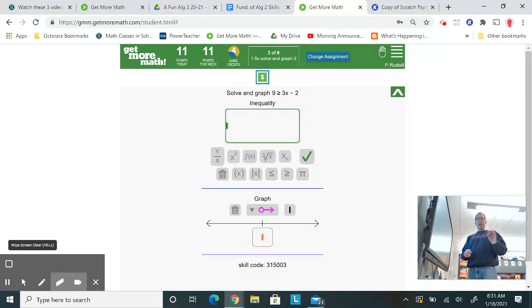Okay, so just be aware of when you reverse the sign, when you multiply or divide by a negative. Get the variable by itself, make sure you write in the inequality in the inequality box, check it, and if it's correct, then graph it.